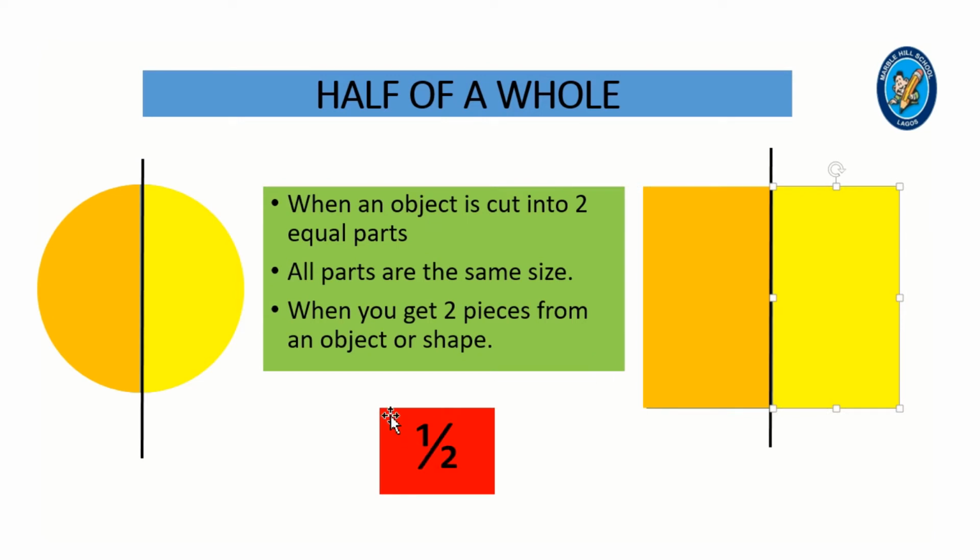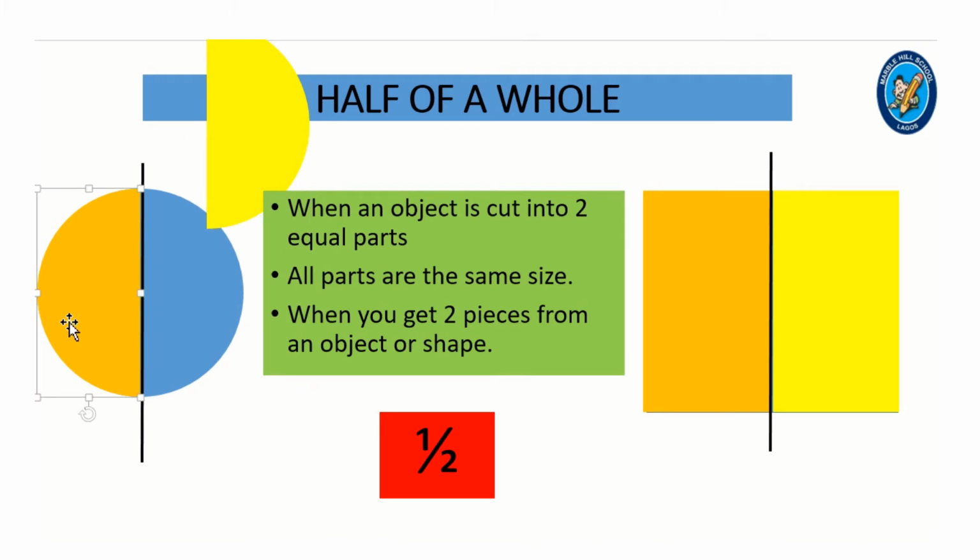And when you're writing half in your book, this is what it looks like. 1/2. So there's a 2 at the bottom to show you that there are two equal pieces, and there's 1 at the top to show you it is one piece.